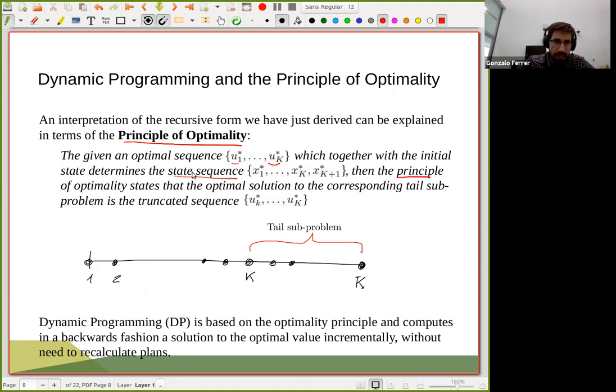Then the principle of optimality is saying that this corresponding subtail problem, if you remember, going backwards from the end of the plan to some intermediate part like this one, is going to be optimal. I mean, there's an optimal solution for that as well. And this is going to be exactly the sequence of actions that we calculated before. So it's basically just a truncated sequence from the original sequence. It means that the solution has not really changed.